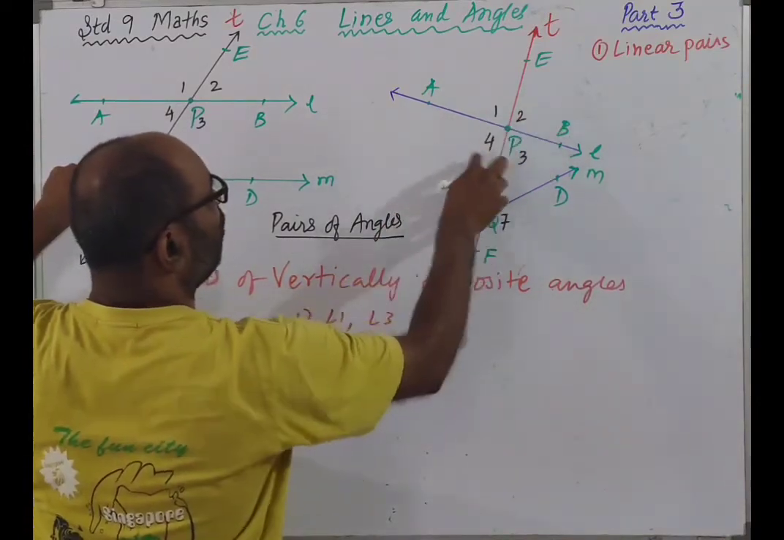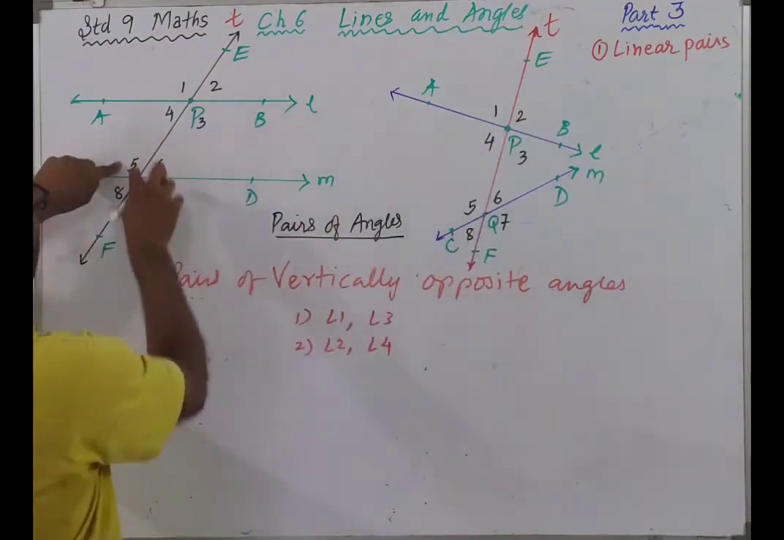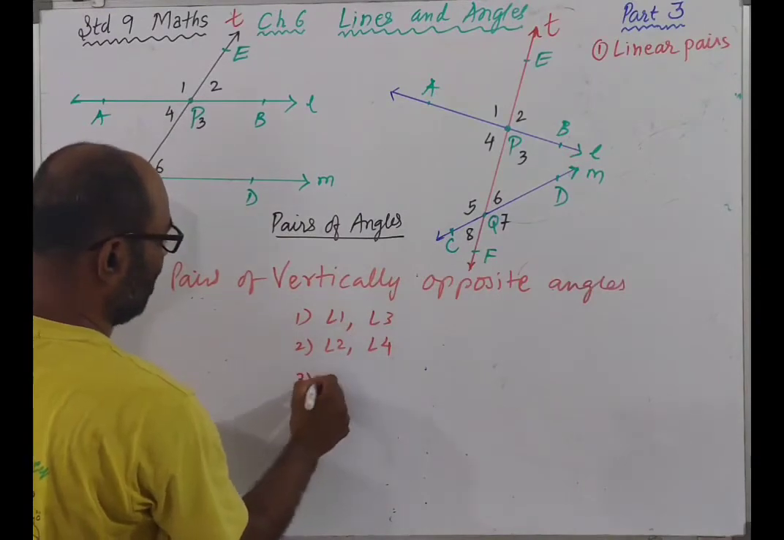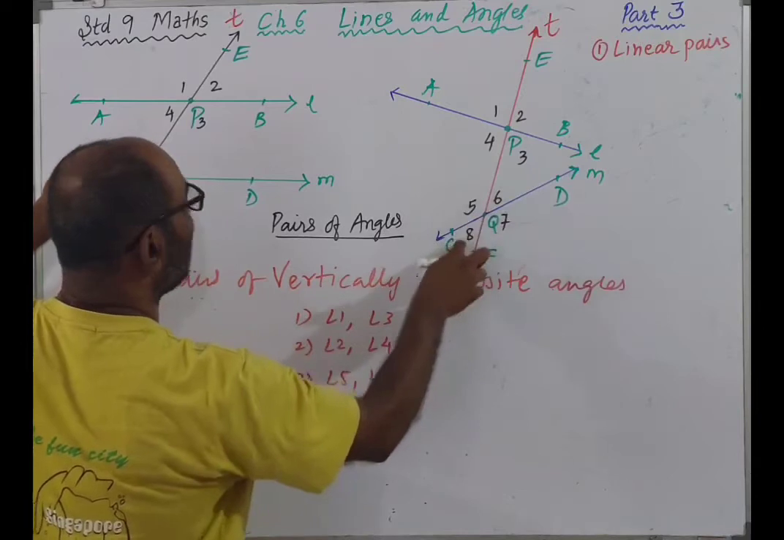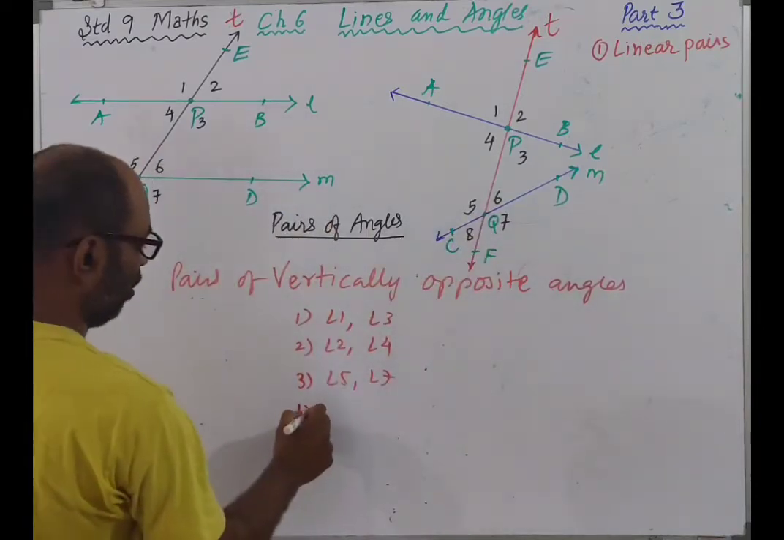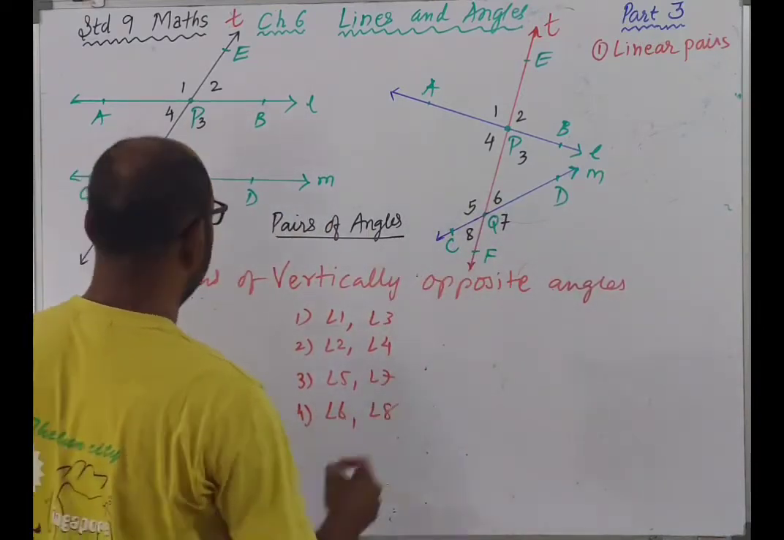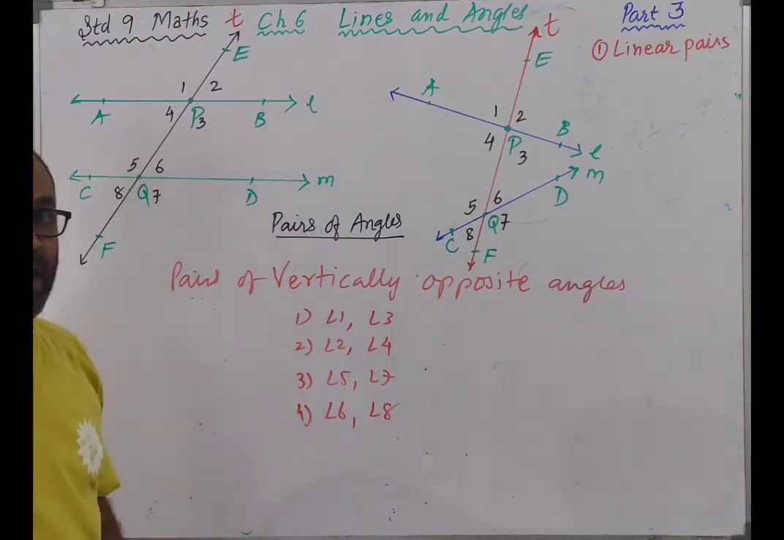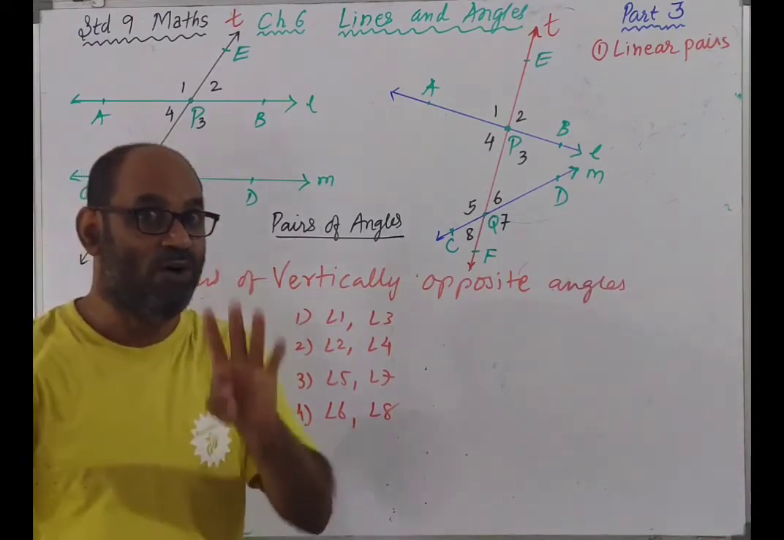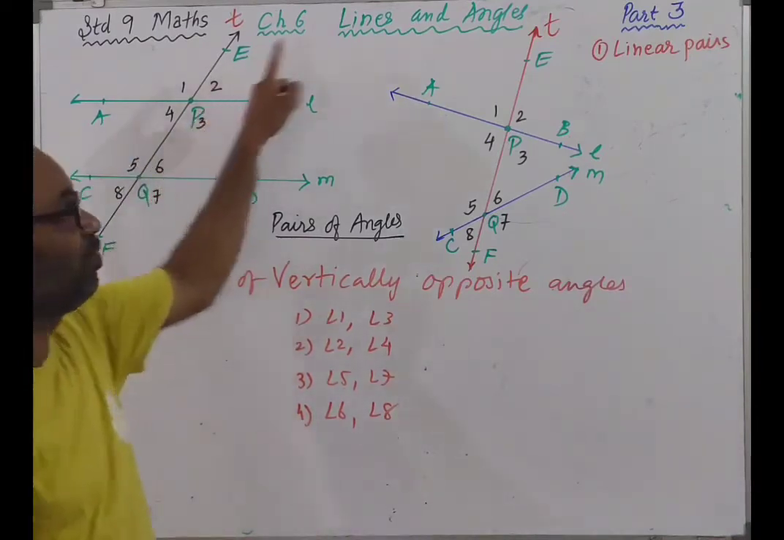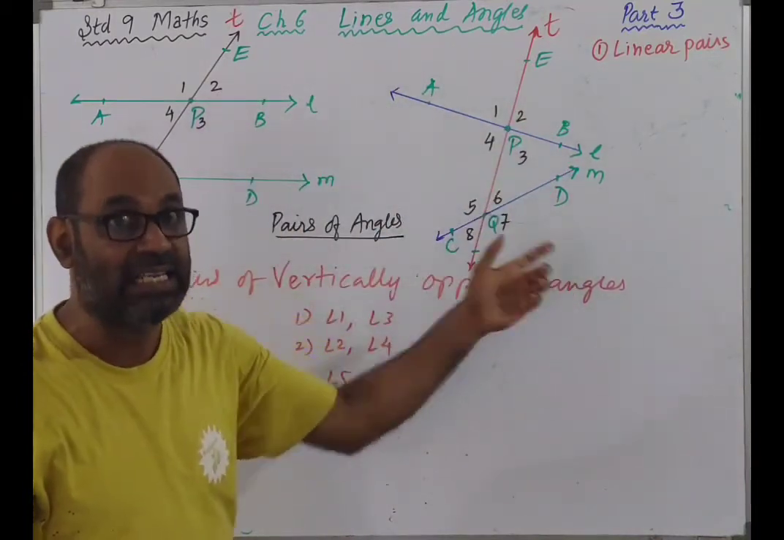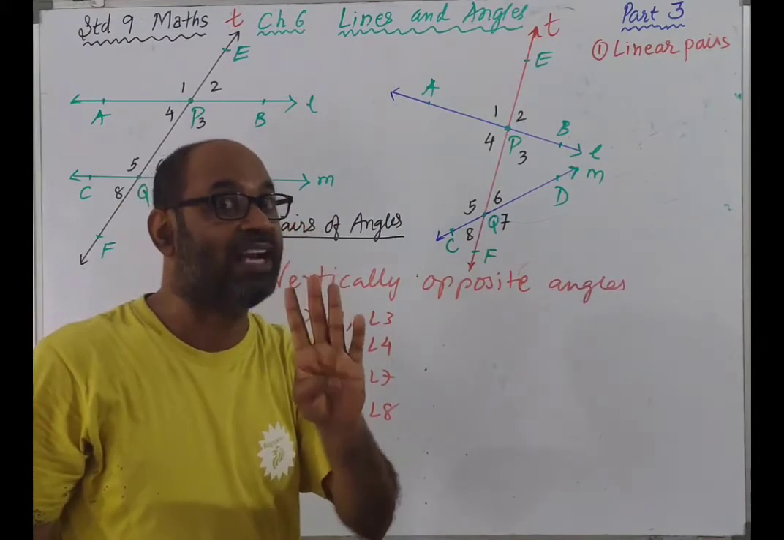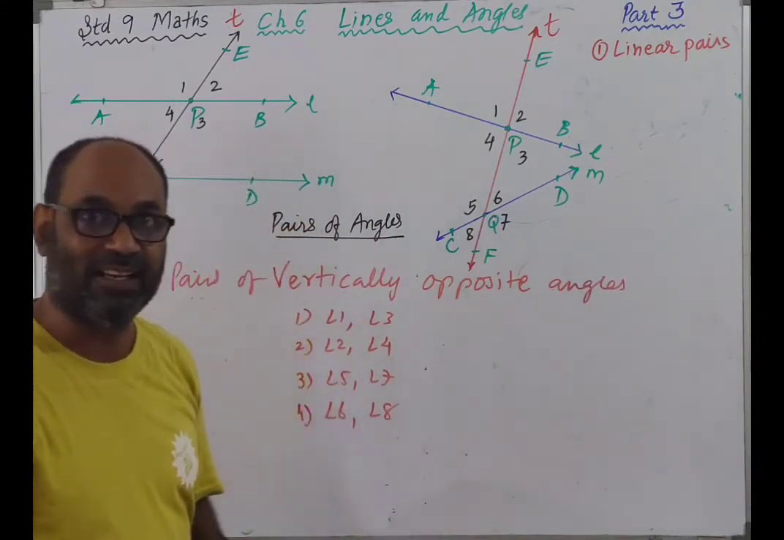1, 3, 2, 4. Now 5, 7. So third, angle 5 and angle 7. Then 6, 8. Fourth, angle 6 and angle 8. So how many pairs of vertically opposite angles did we get? 4. Whenever a transversal intersects parallel lines or intersecting lines, they form 4 pairs of vertically opposite angles.